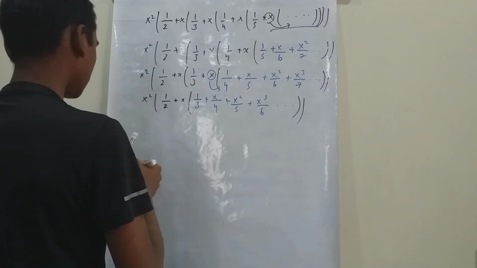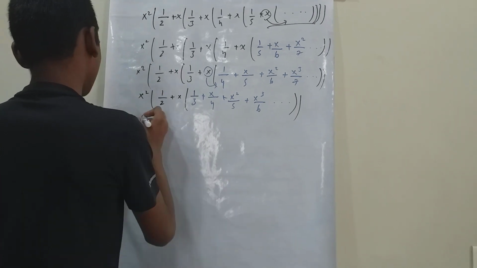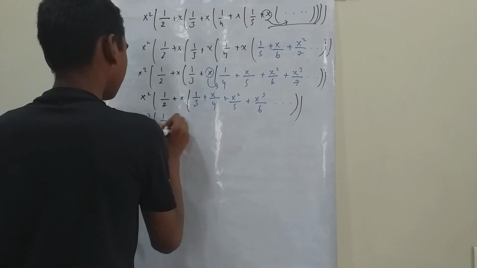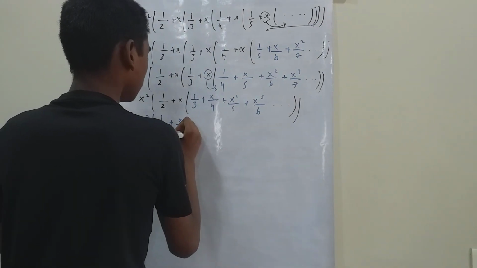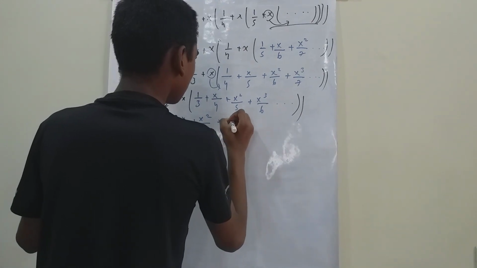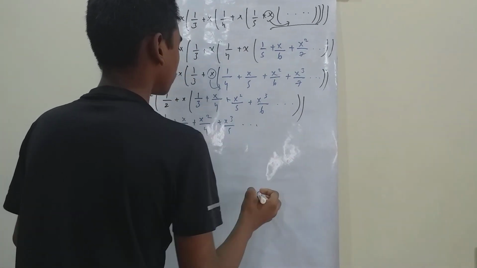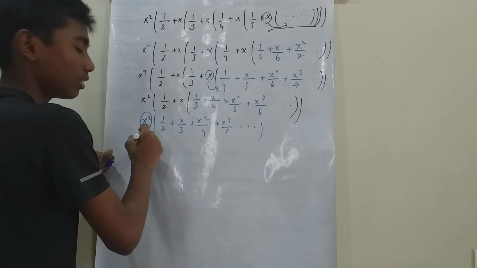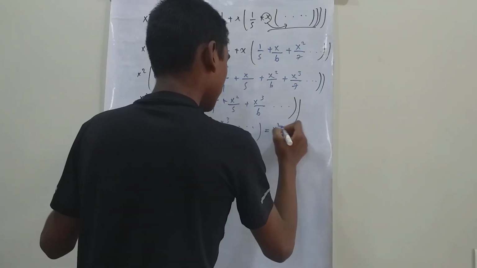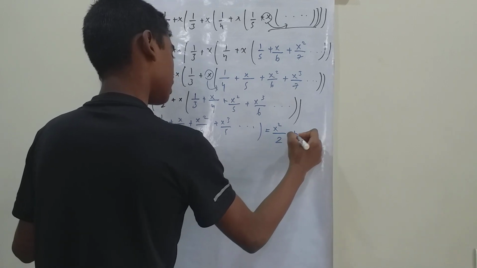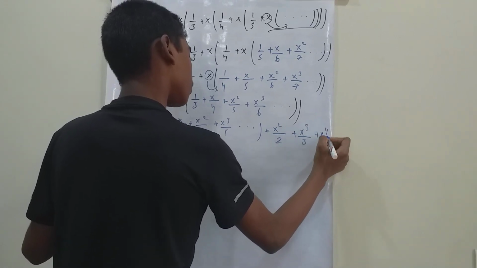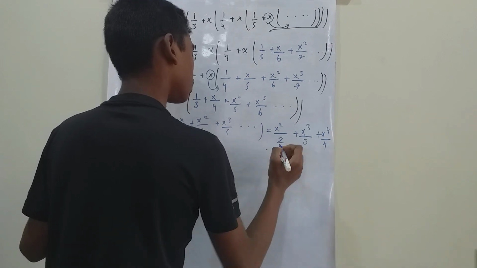So now again we get x squared times half plus x over 3 plus x squared by 4 plus x cubed over 5 and so on. So when I multiply this x with this, well, I get x squared over 2 plus x cubed over 3 plus x to the power 4 divided by 4 and so on.